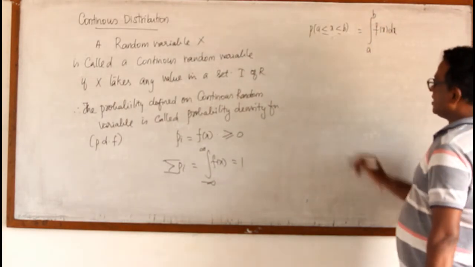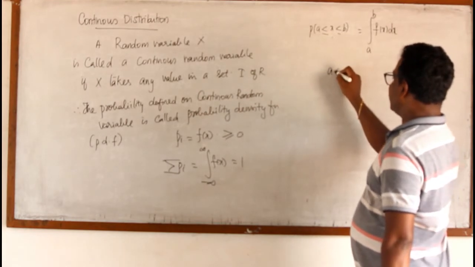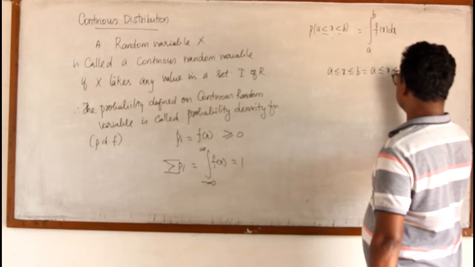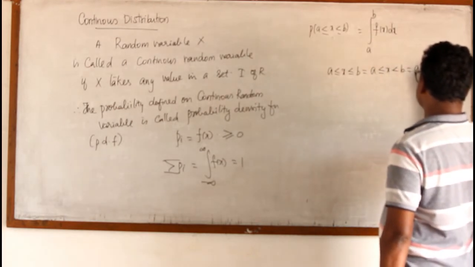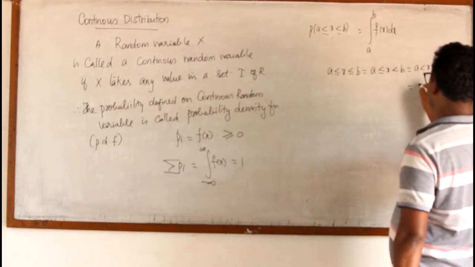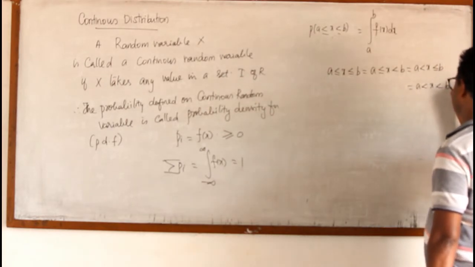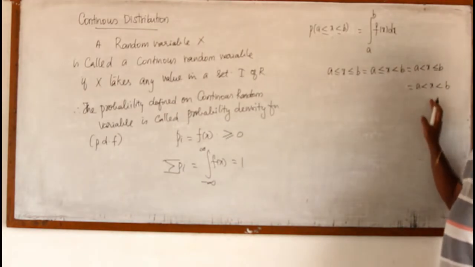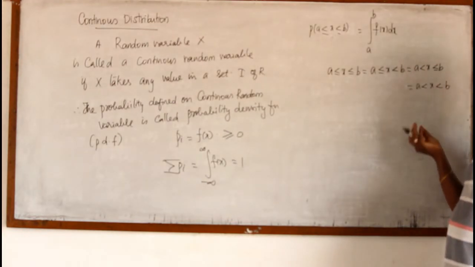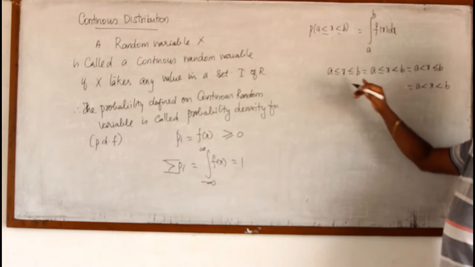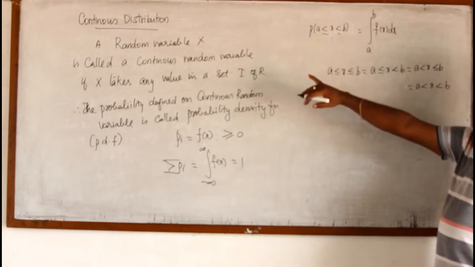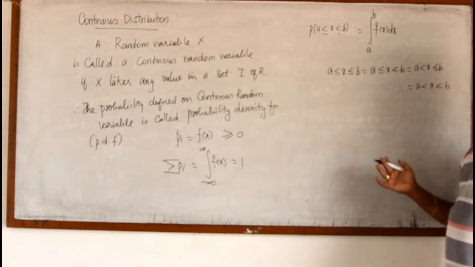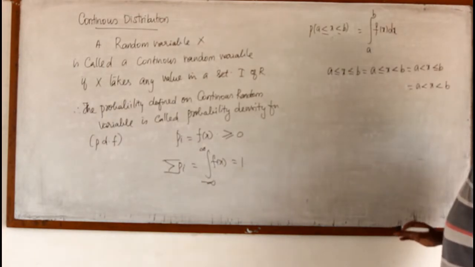Here in a continuous random variable, a less than or equal to x less than or equal to b equals a less than or equal to x less than b, a less than x less than or equal to b, a less than x less than b. The equal to won't affect anything in the determination of a probability. So in a continuous distribution, less than or equal to or less than, both are the same. So this is the first property you must have.